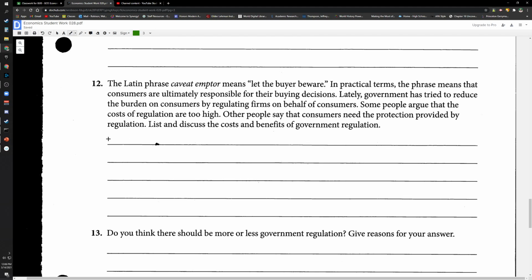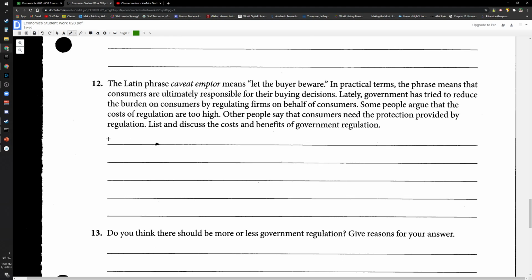Now, there are benefits, though, and don't forget to add that, because there are benefits. The benefits include that consumers are protected, okay? You don't have to include this, but this could be anything from cleaner air, cleaner water, healthier work environments, safer work environments. There are a lot of different things, okay? But question 12 has a lot to it, so take some serious time and think about it, okay?